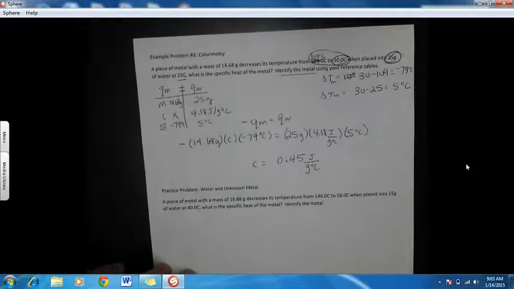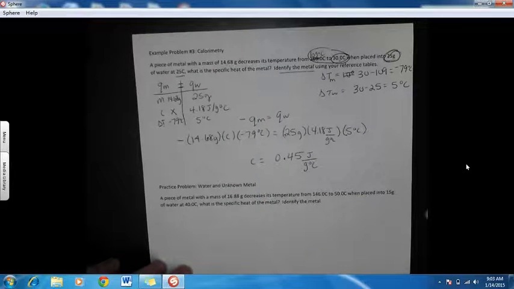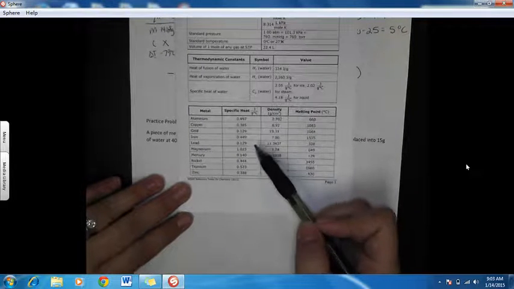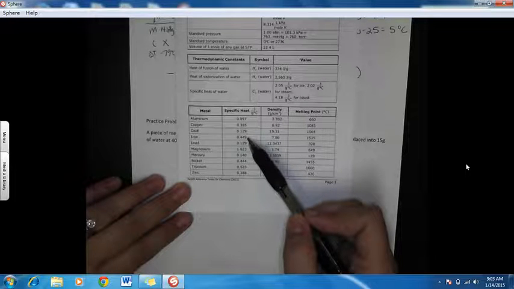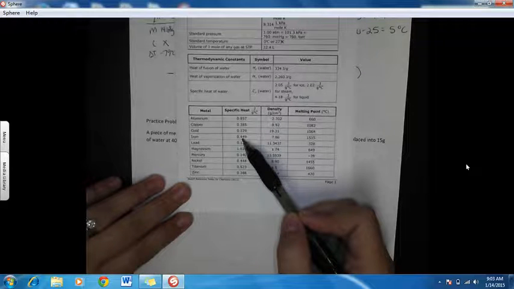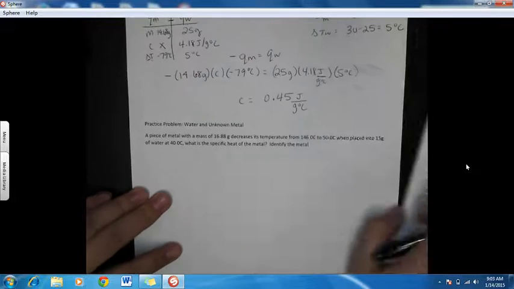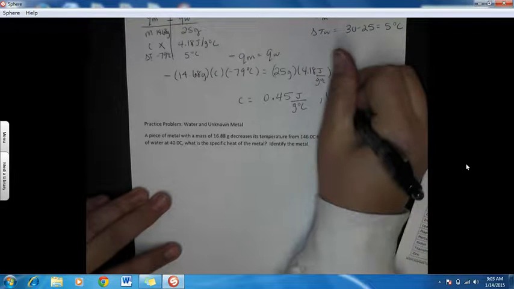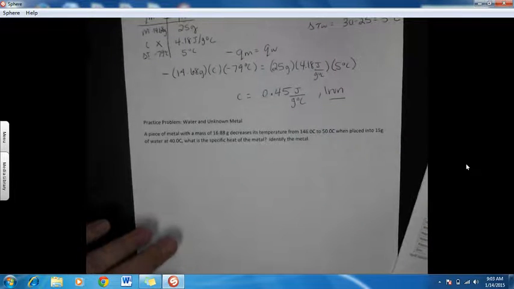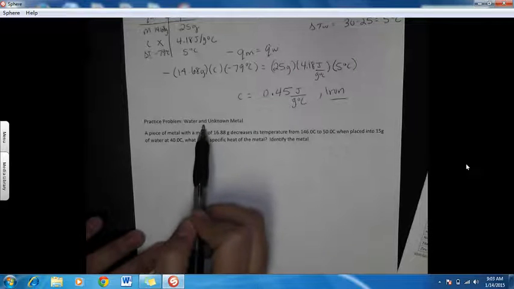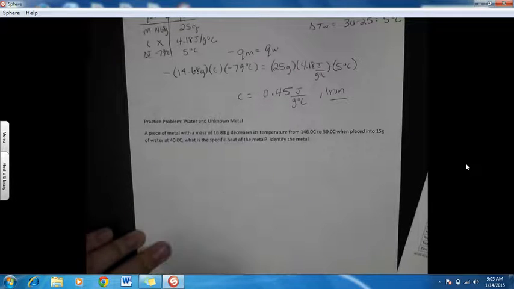The second part of the question tells us to identify the metal. So we're going to identify the metal. The specific heat is 0.45. We look on our reference table and we find one that's close to 0.45. And the closest one to 0.45 is iron. And so this would be iron. Alright, so I want you to do the practice problem on your own, and we'll discuss that in class tomorrow.